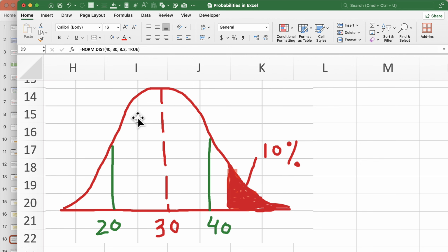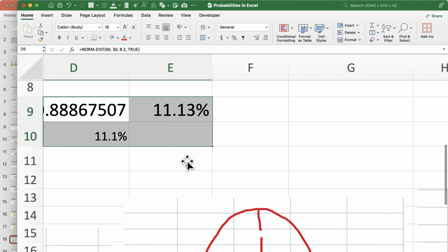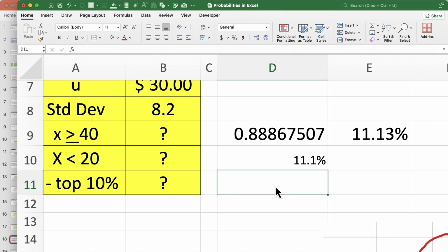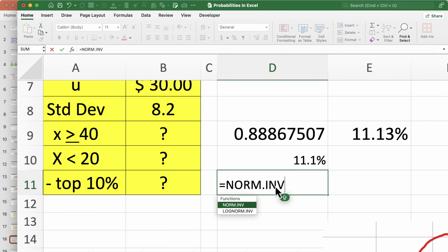Total area under the curve is 100% or 1. So if this is 10%, then all the other must be 90% or 0.9. But in this case, I will be using a slightly different command, because we are not going to calculate probability, but rather we are going to calculate the value of x. So that command will be NORM.INV, and then it says probability.